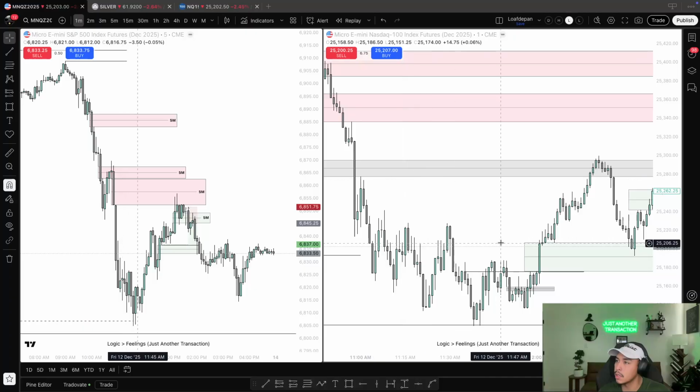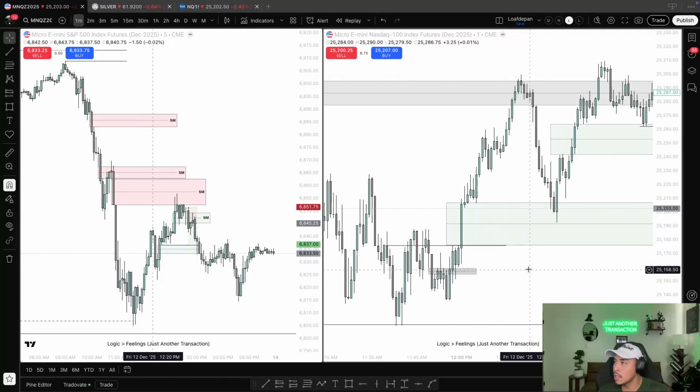easy, low resistance liquidity run to what? To all this buy side here that's been accumulated. This would have been the trade if I was on the charts that I definitely would have wanted to take.